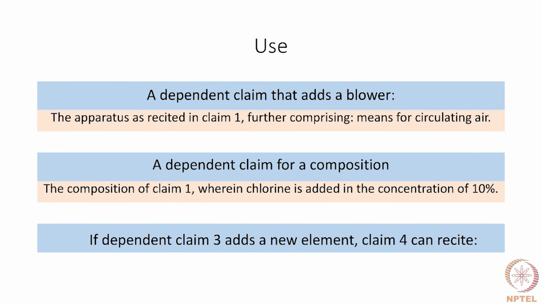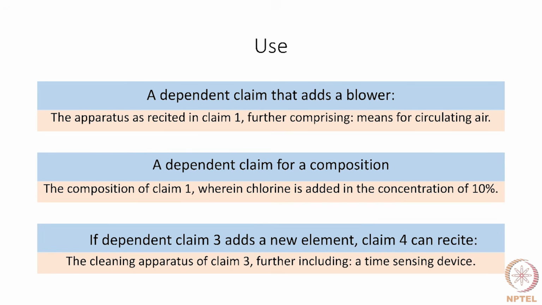If the dependent claim 3 adds a new element, claim 4 can recite, for instance, the cleaning apparatus of claim 3, further including a time sensing device, a timer. So you will see that dependent claims can be used either to add detail to what is already there or to introduce a new element.